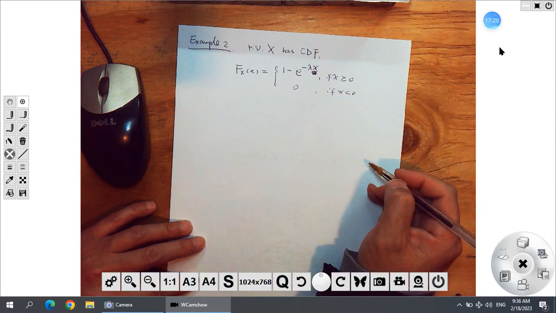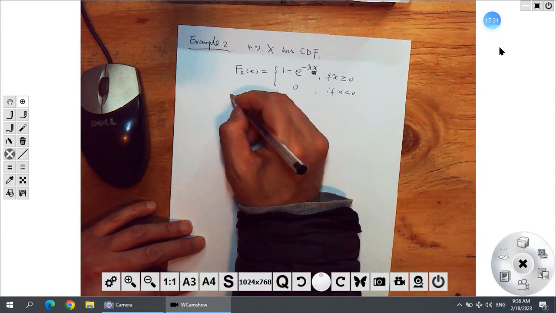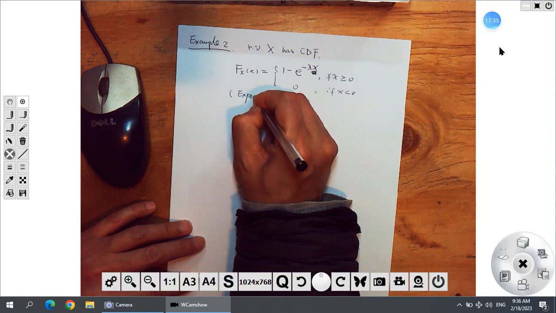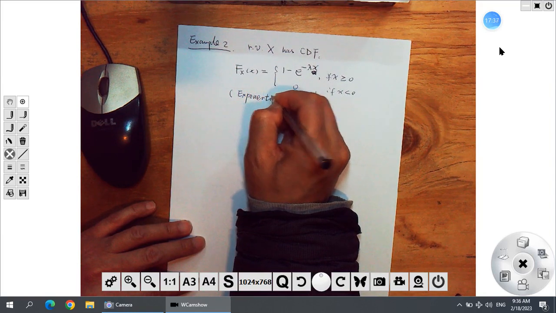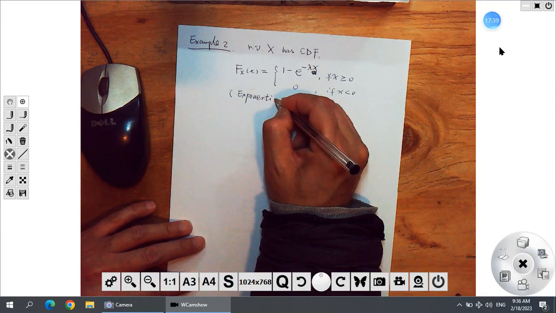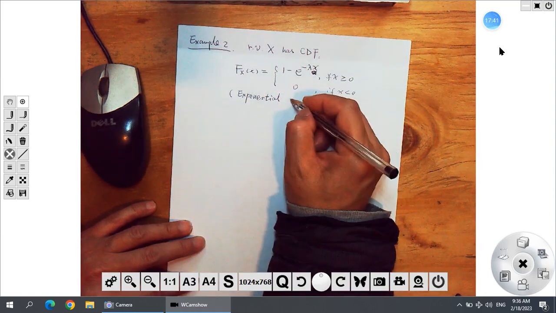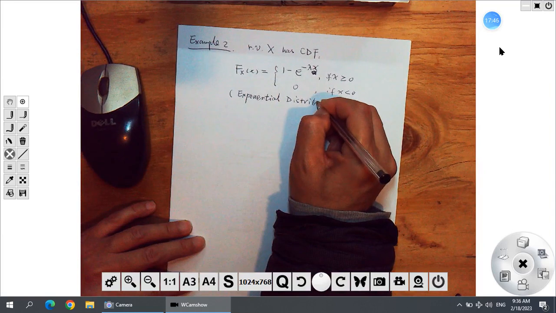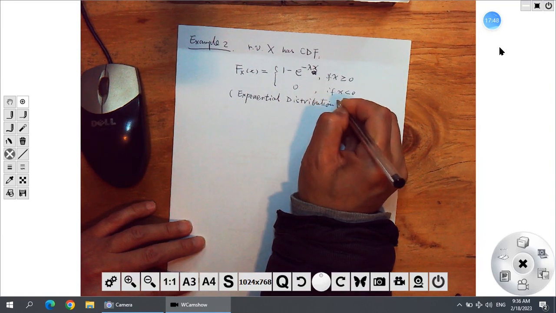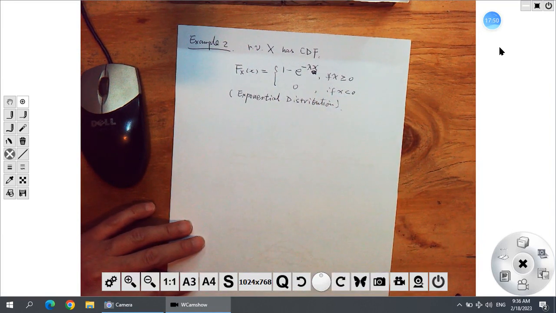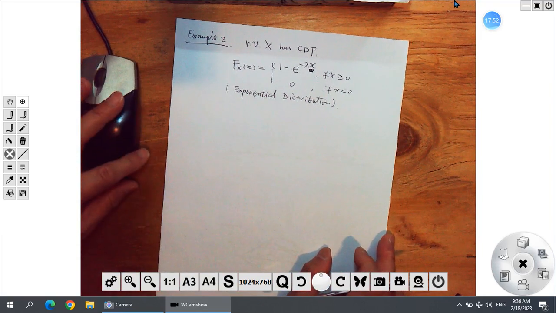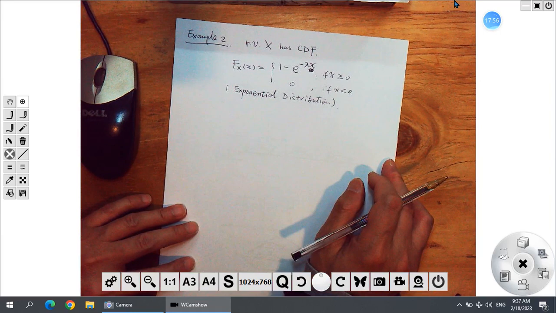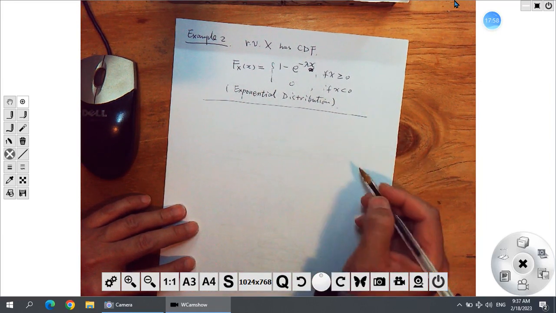Actually we have a name for this one. This is an exponential distribution. It's a way to distribute the probability. This is the exponential distribution. Then we can try to find something.